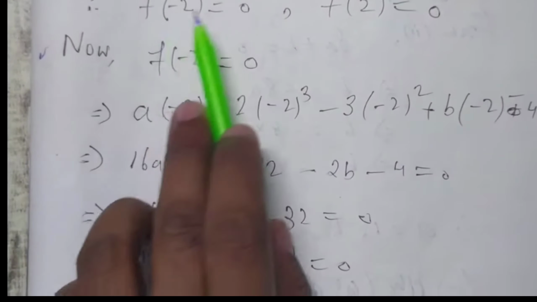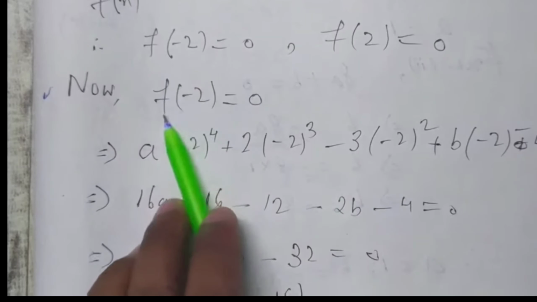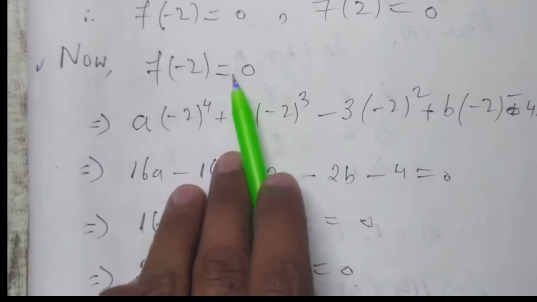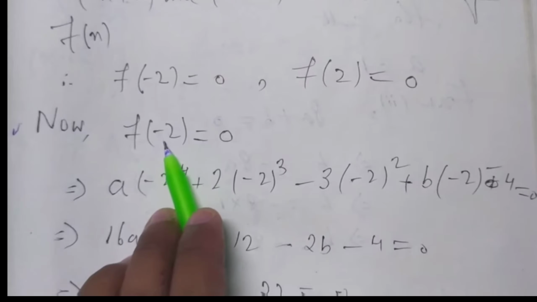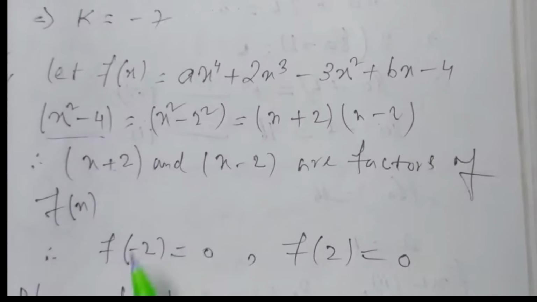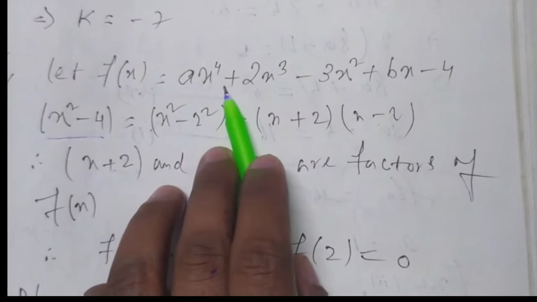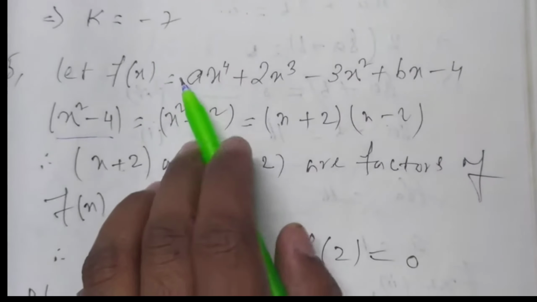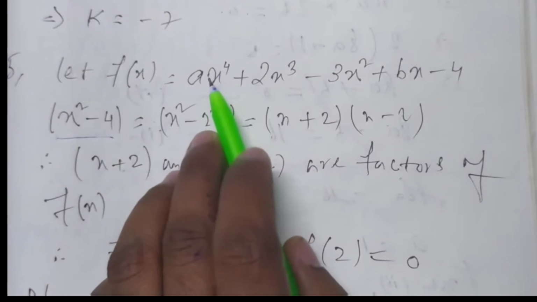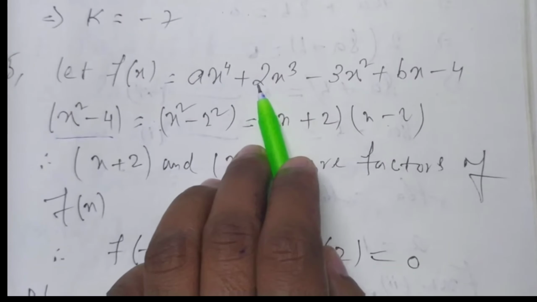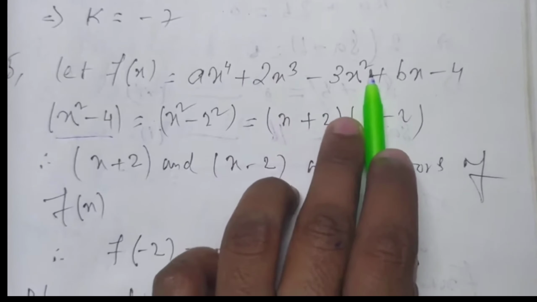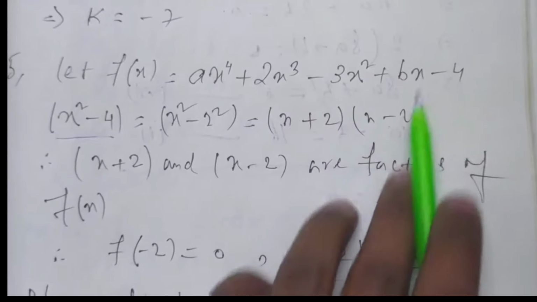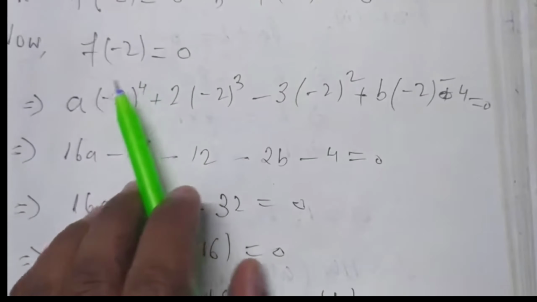Now we take the first condition, f(minus 2) equals 0. What is the rule? Since we have minus 2 in place of x, we write the value minus 2 at every x. So we write a times minus 2 to the power 4 plus 2 times minus 2 to the power cube minus 3 times minus 2 to the power square plus b times minus 2 and minus 4. That is what we have written here.